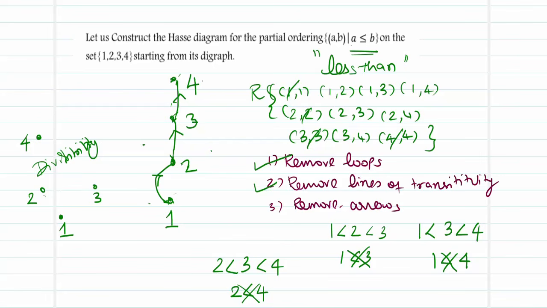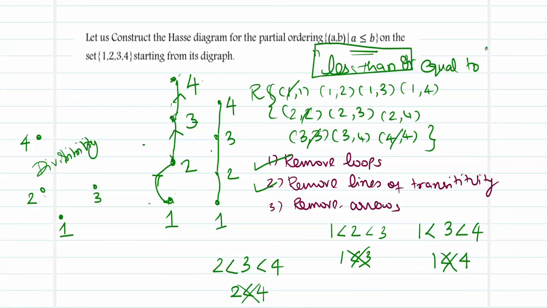The last thing is that I need to remove arrows so that the flow is from bottom to top. Hence, my final Hasse diagram will be 1, 2, 3, 4 with a line from 1 to 2, a line from 2 to 3 and a line from 3 to 4. So this is my final Hasse diagram that represents the less than or equal to relation. Okay, so we will complete it with one more problem.